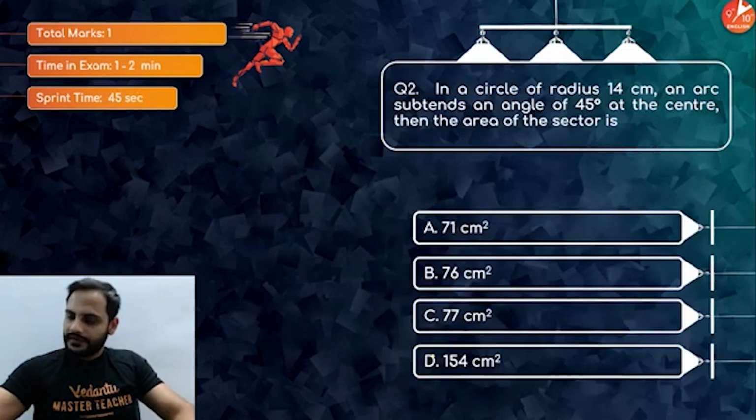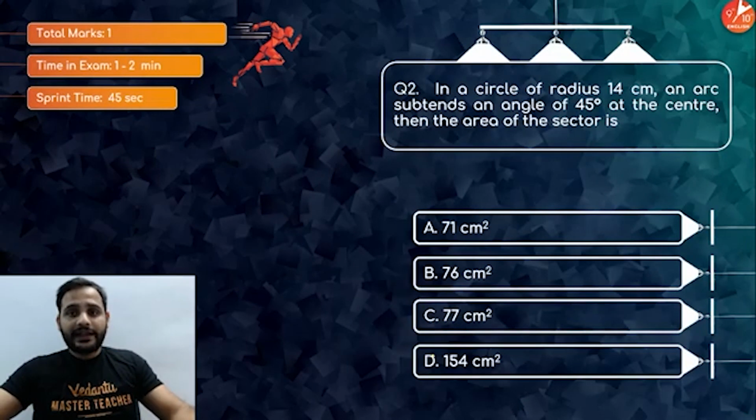Okay, next one देखो यहाँ पे. In a circle of radius 14 centimeter, an arc subtends an angle of 45 degree at the center. Area of the sector. Again, pause the video. Now guys, this is a direct question. This is a direct question. Radius is given, central angle is given, area of sector.